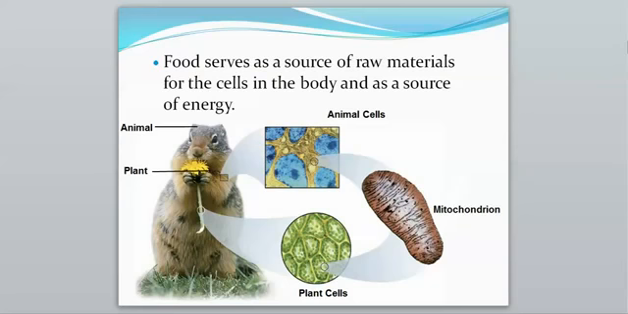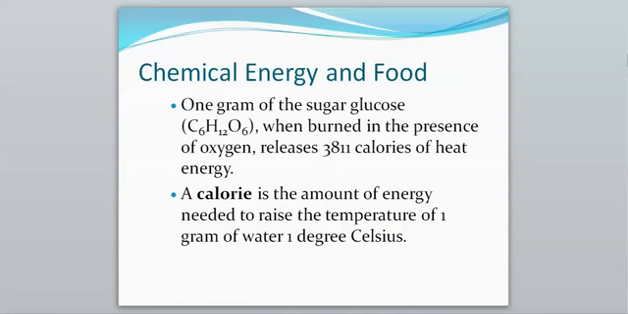To start off, food serves as the source of raw materials for the cells in the body and as a source of energy. I think we all know that if we don't eat, we get tired. I think I've seen that in plenty of you in class. And when we look at food on a molecular level, 1 gram of the sugar glucose, when burned in the presence of oxygen, releases 3,811 calories of heat energy.